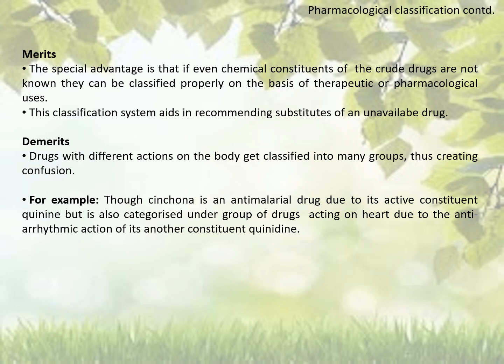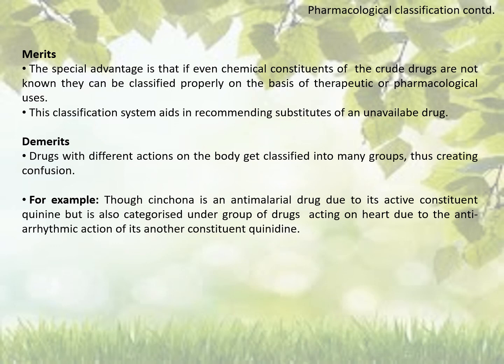Then merits and demerits of the pharmacological system of classification. The special advantage is that even if the chemical constituents of the drug are not known, they can be classified properly on the basis of therapeutic or pharmacological uses. It is useful in studying the therapeutic uses of the drug. Such a classification forms the basis for the science of pharmacology. This system suggests substitutes of drugs.